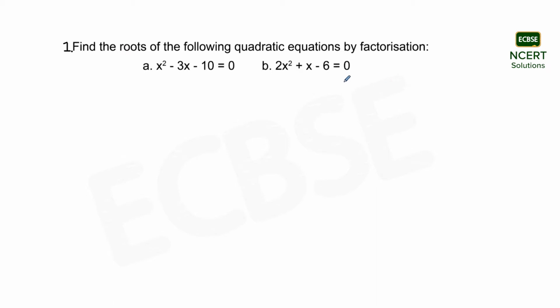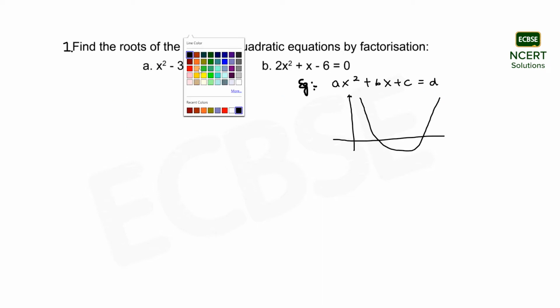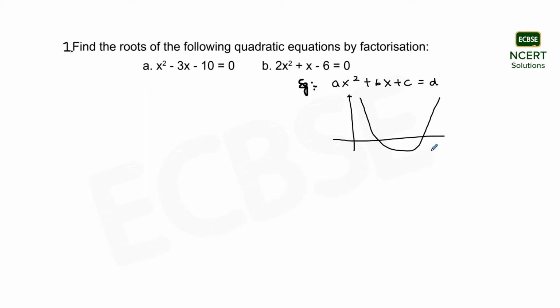Now, in order to understand the meaning of the roots of a quadratic equation, I'll take an example equation: ax square plus bx plus c is equal to 0. It's a quadratic equation as the highest power of x is 2 and its coefficient is not equal to 0. If I represent this equation in graphical form, suppose it is somewhat like this.